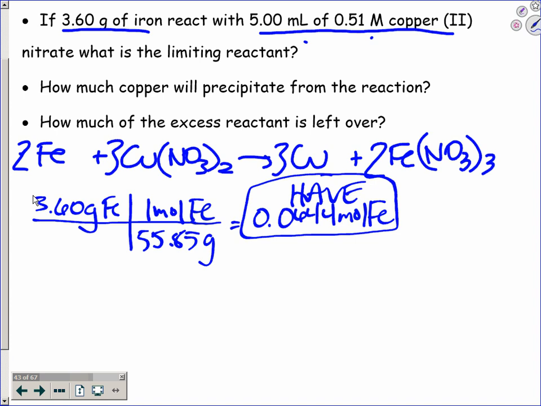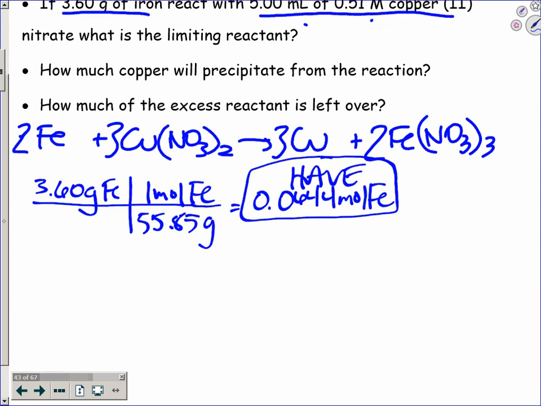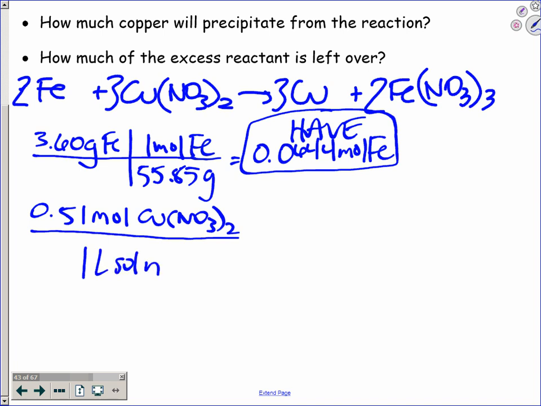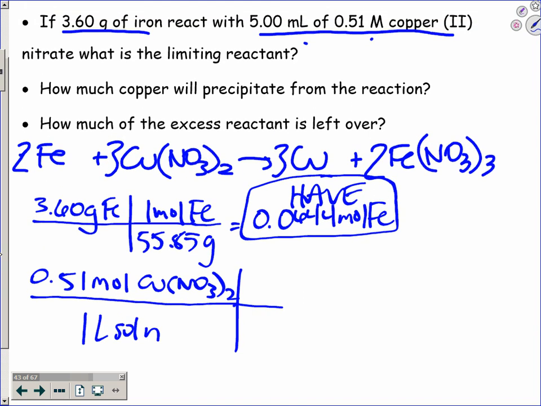So molarity is 0.51 moles of copper 2 nitrate on top. Michaela, what's that per? 1 liter solution? Good. So the molarity, when we take that 0.51 M, we break it into the fraction that it actually is. It helps us see the units a lot better. Then we're going to multiply that by, what was the volume? What is that in liters? So milliliters, so how many milliliters are in a liter?